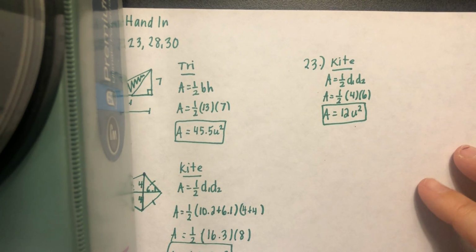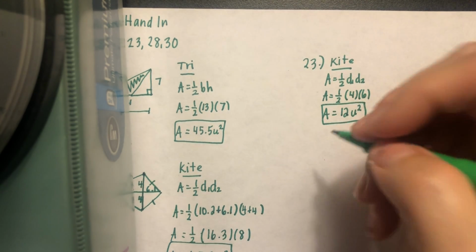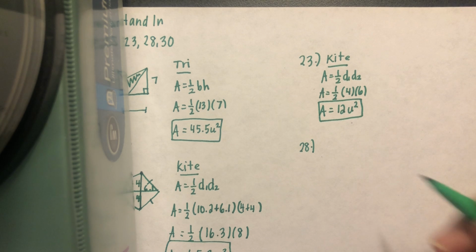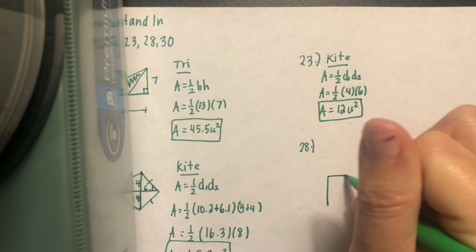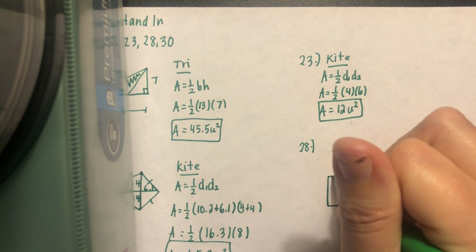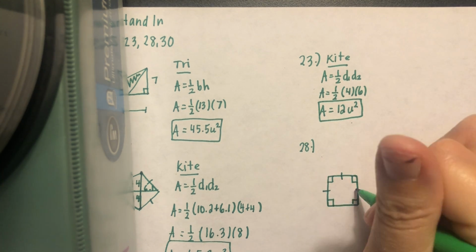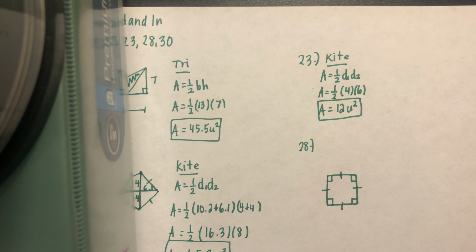There we go. Good. All right, and then 28 was by far the most commonly missed problem on the whole thing. It was the hardest too. It has this shape, which has 4 right angles and 4 congruent sides. So what has 4 right angles and 4 congruent sides? That would be a square.